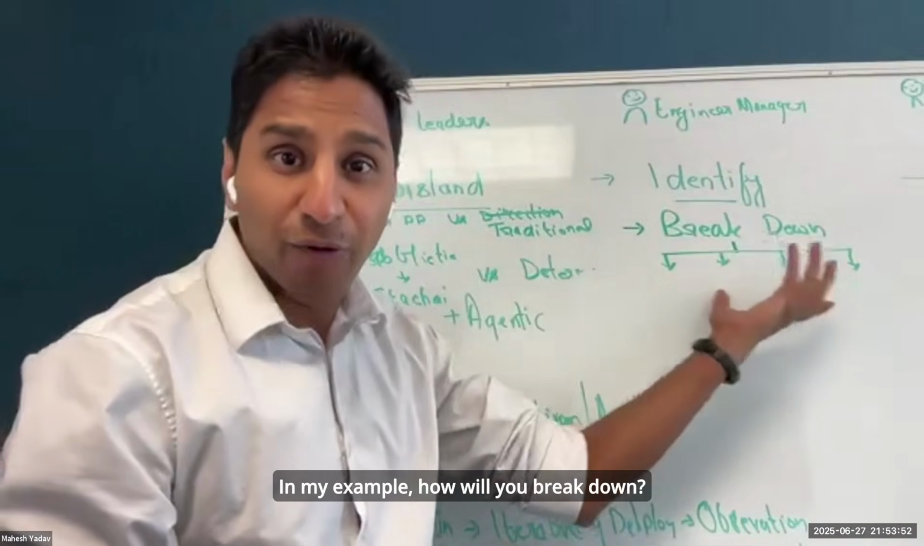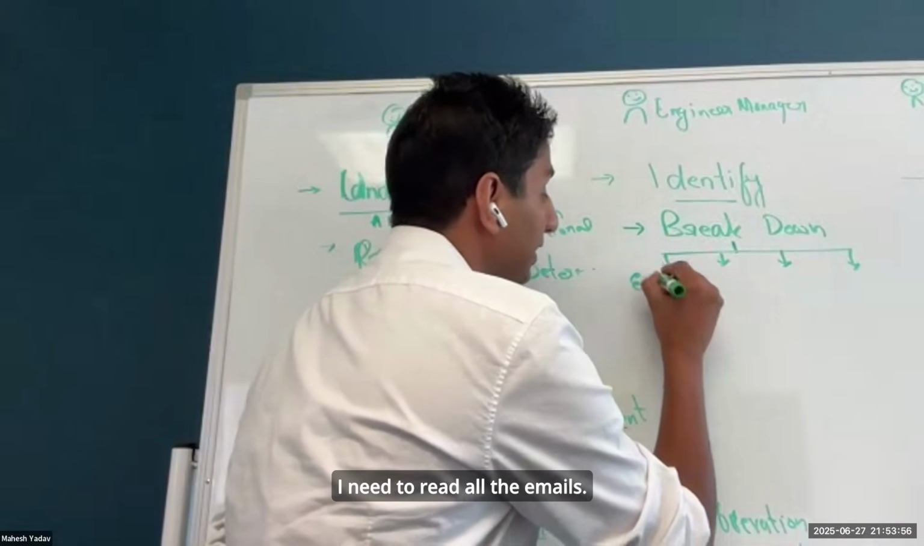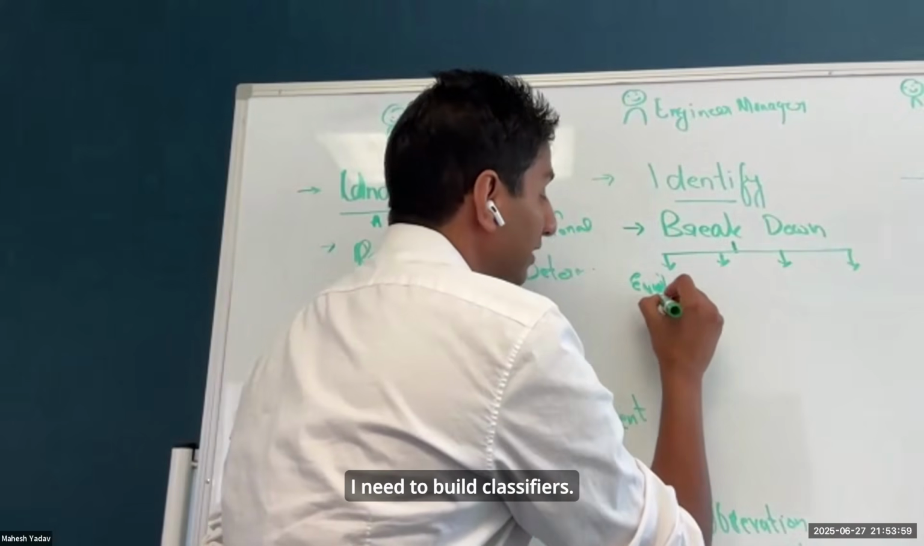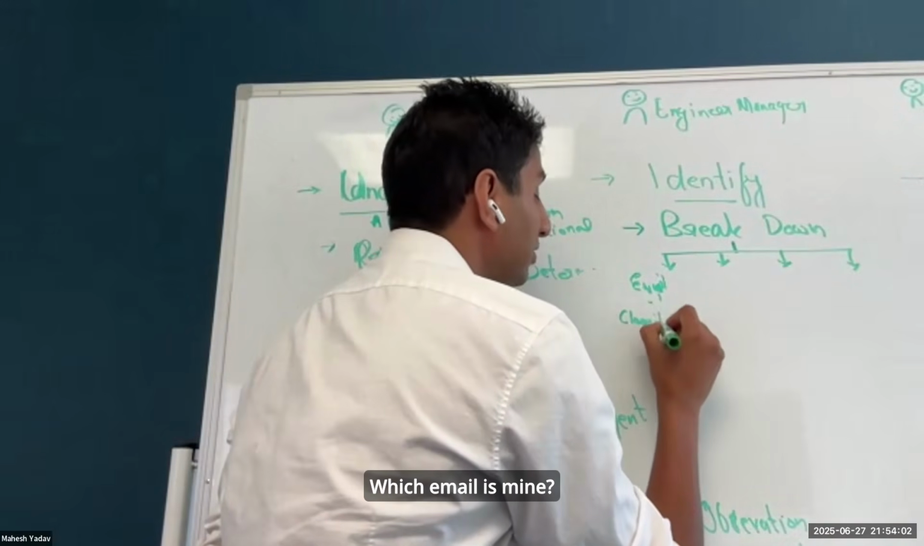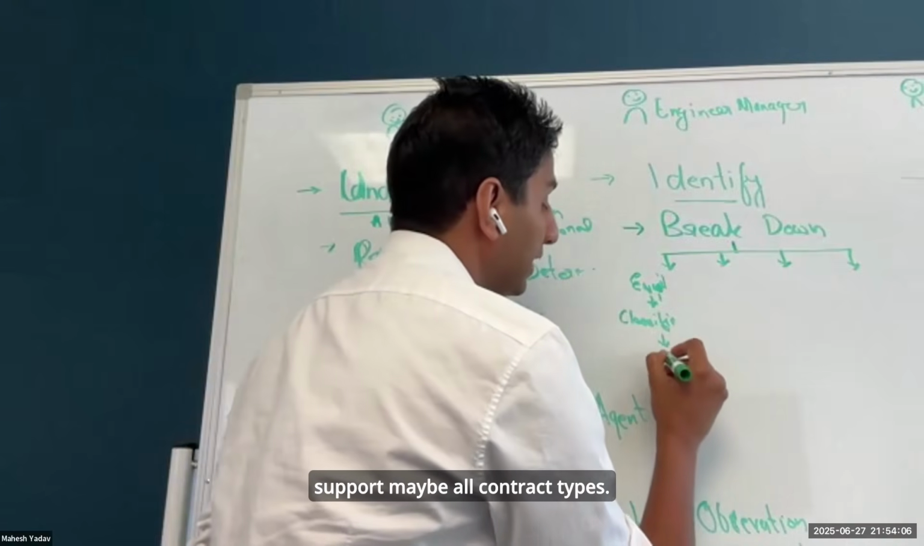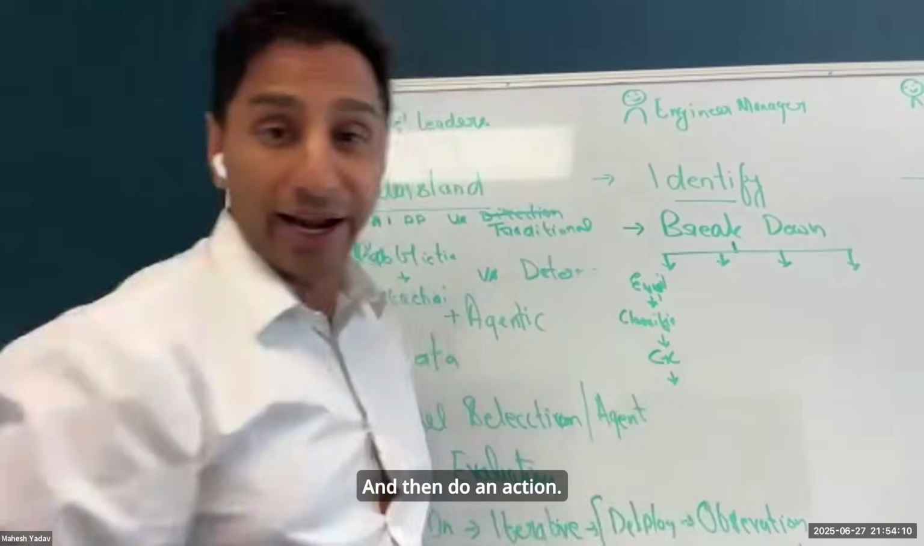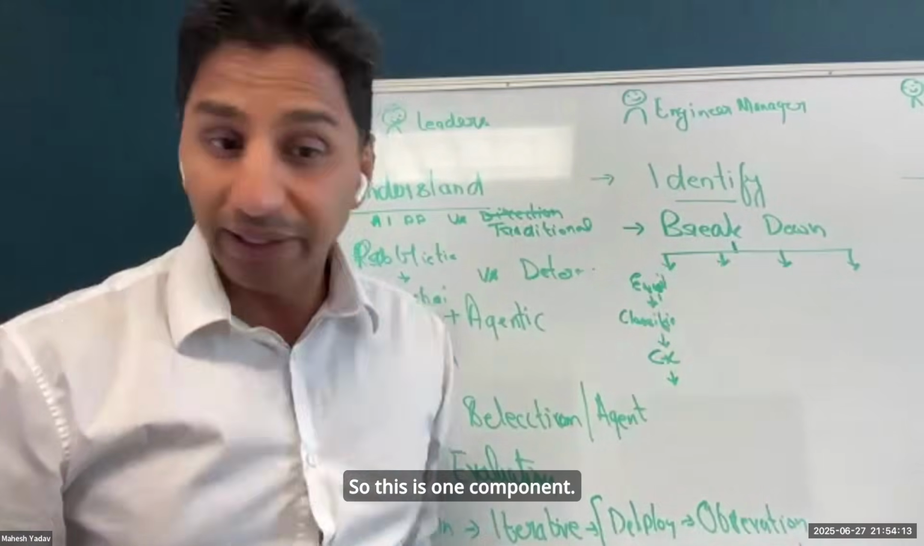In my example, how will you break it down? There is email processing. I need to read all the emails. I need to build classifiers. Which email is mine? Which email is a contract? Hopefully, you will not support maybe all contract types. Then another classifier, a contract classifier, and then do an action. So this is one component.